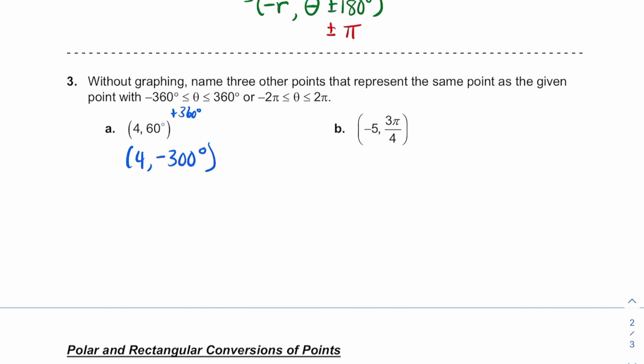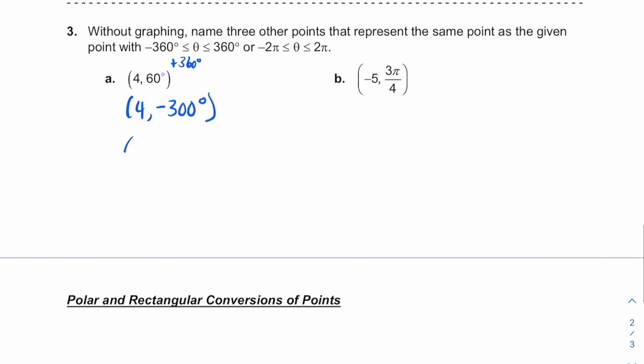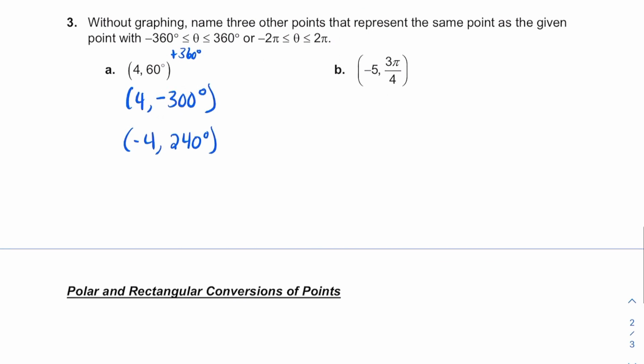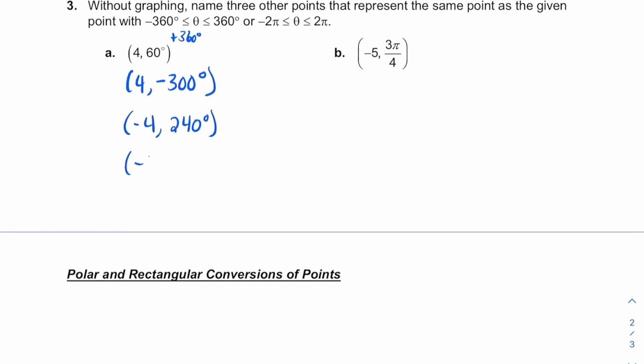I did one where I kept it the same, and now we have to switch the radius. So if the radius was negative 4, I can add 180, and that's going to be 240 degrees. That's still less than 360, so we're good. And then let's do it one more time with negative 4, because we could now subtract. Subtract 180 from 60, and that is negative 120 degrees.